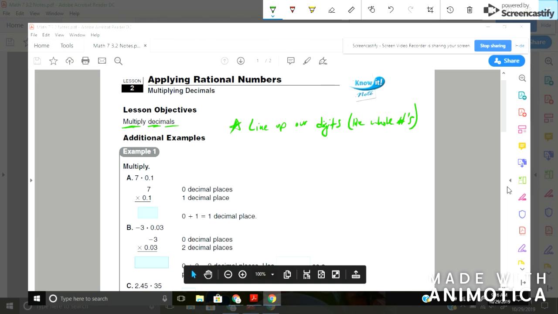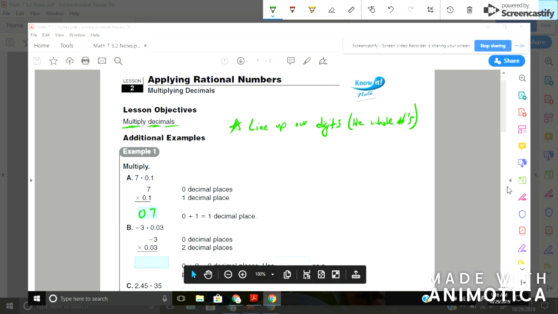Okay? So for example, in letter A, when I have 7 times 0.1, I'm just going to multiply those like I would whole numbers. So I'd take 7 times 1, which is 7, and I'd take 0 times 7, which is 0. Okay? And I'm not going to worry about my decimal until the end now.